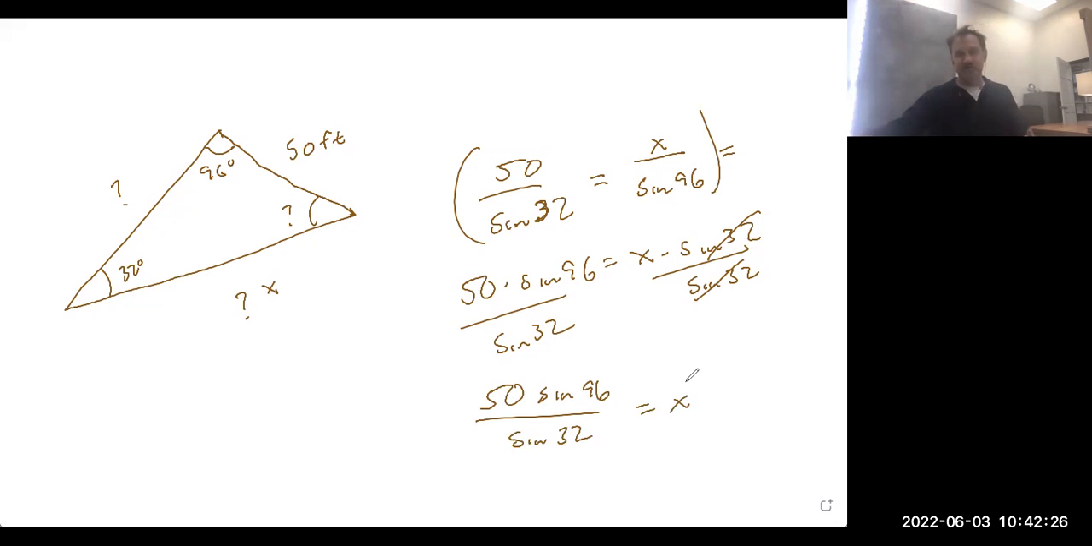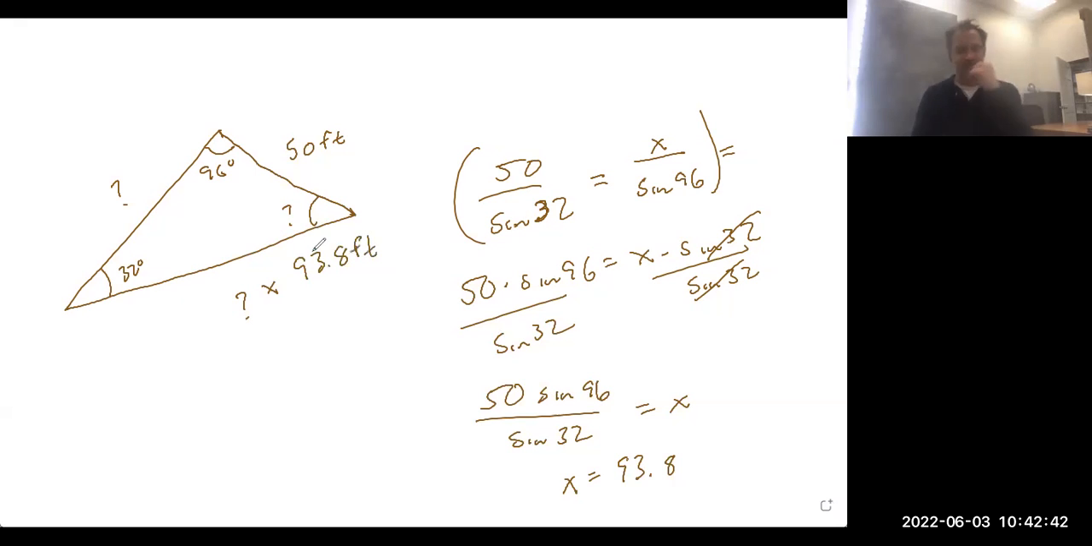Make sure your calculator is set to degree mode because we're looking at degrees here. So this means that the x value I'm getting would be 93.8. I'm just going to leave it to 1/10 of a foot. So I figured out that side.